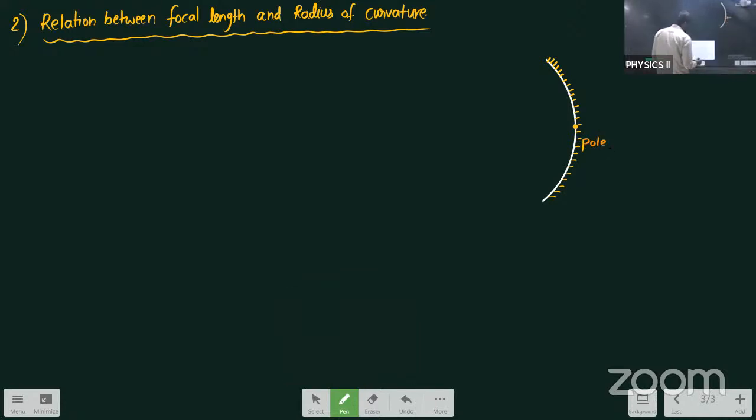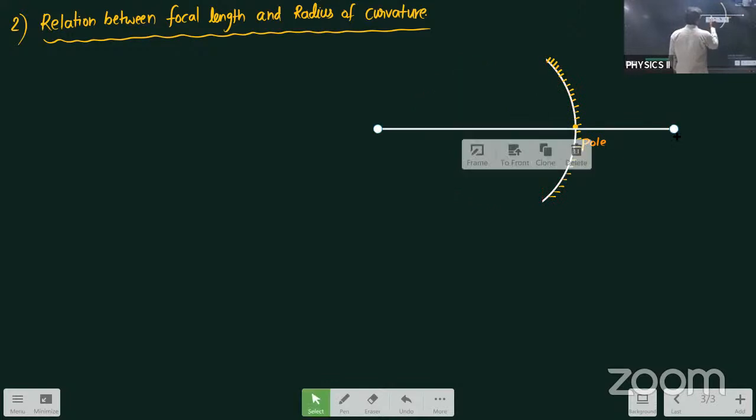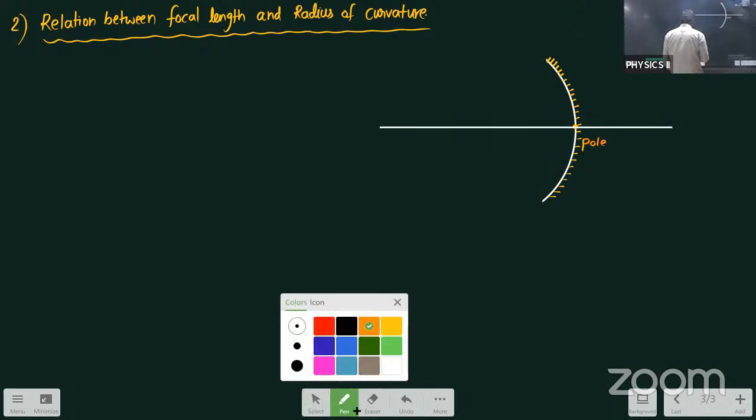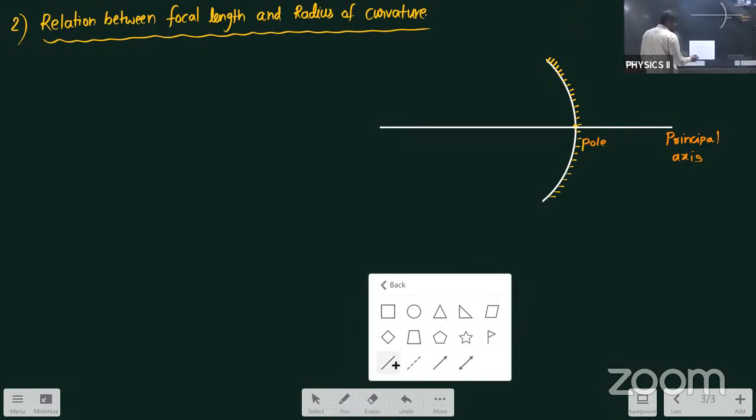P-O-L-E. And the line which is passing through the pole is called the principal axis. Now see here. Let us consider a ray which is coming parallel to this principal axis.